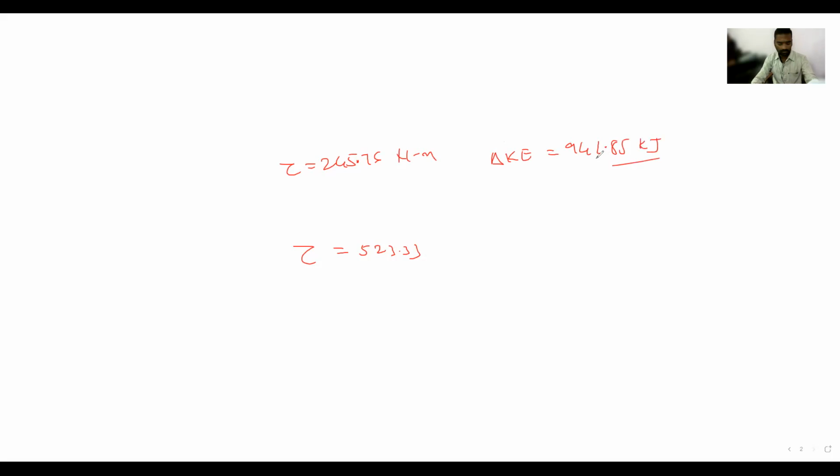Was angular momentum asked? Yes, that you calculate. I have not calculated these.